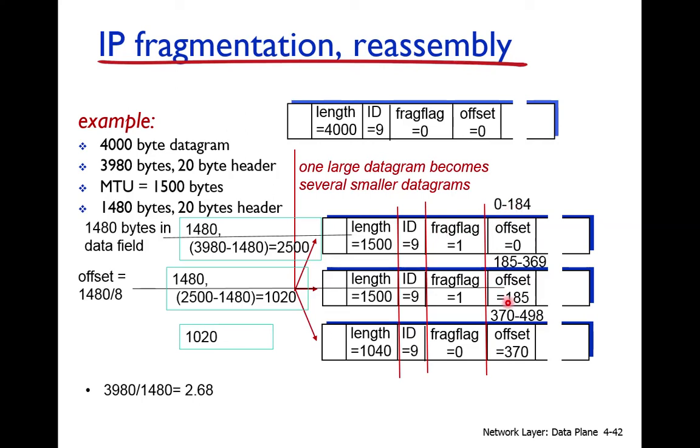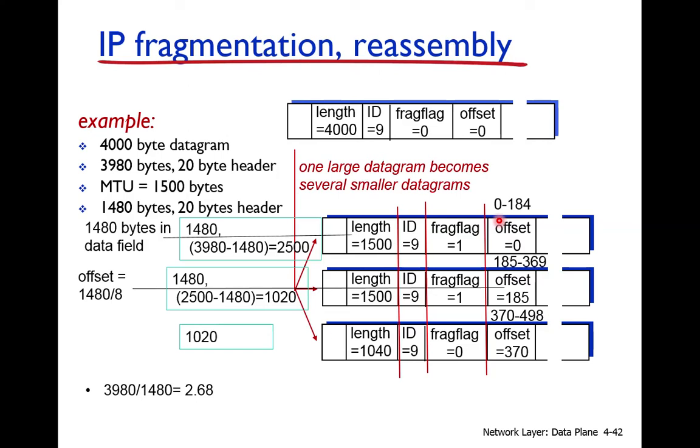Now this packet contains 185, so after 184 the next is 185, so these two packets are consecutive up to 369. How is it 369? Because the length is 1500 bytes, in which 1480 is data, and 1480 divided by 8 becomes 185. It starts from 0, so it will be 184, and 185 plus 184 becomes 369. So it contains the data from 185 to 369.